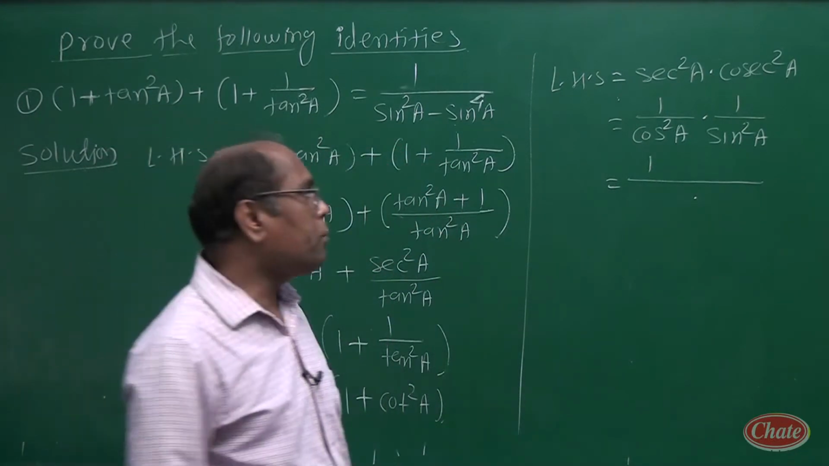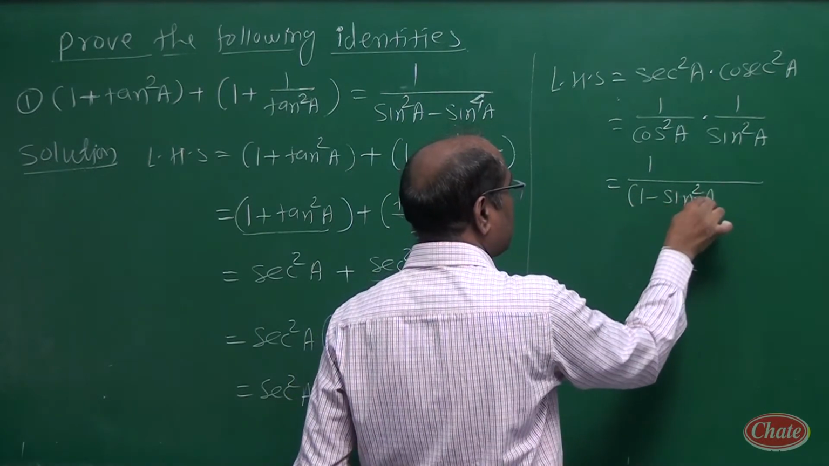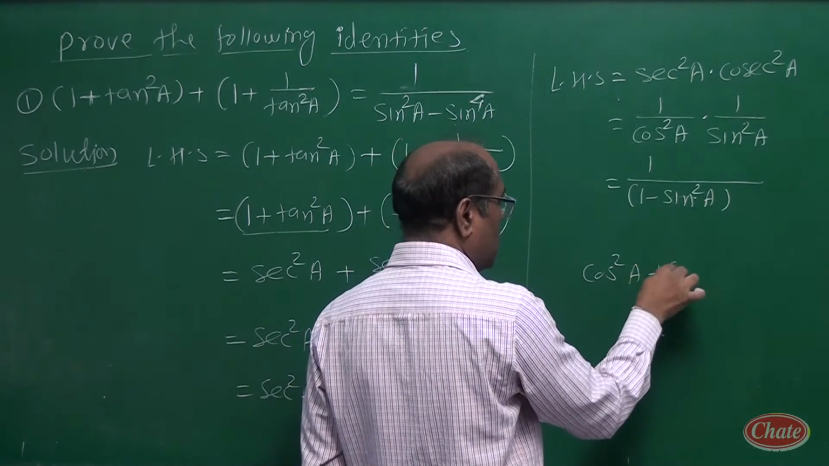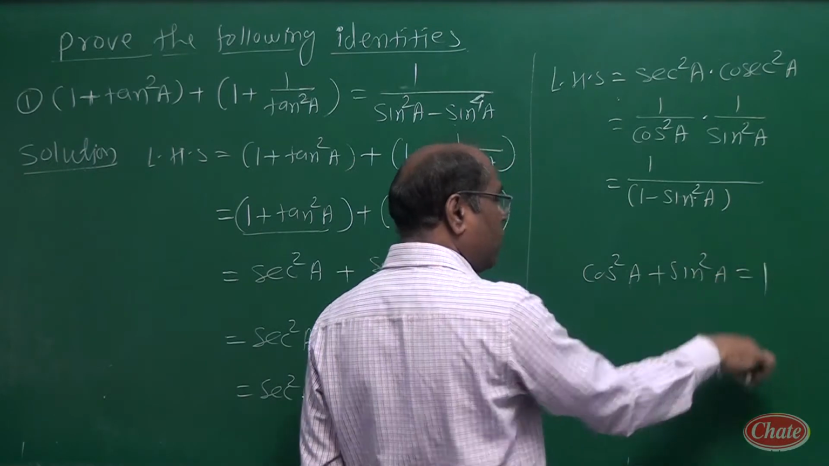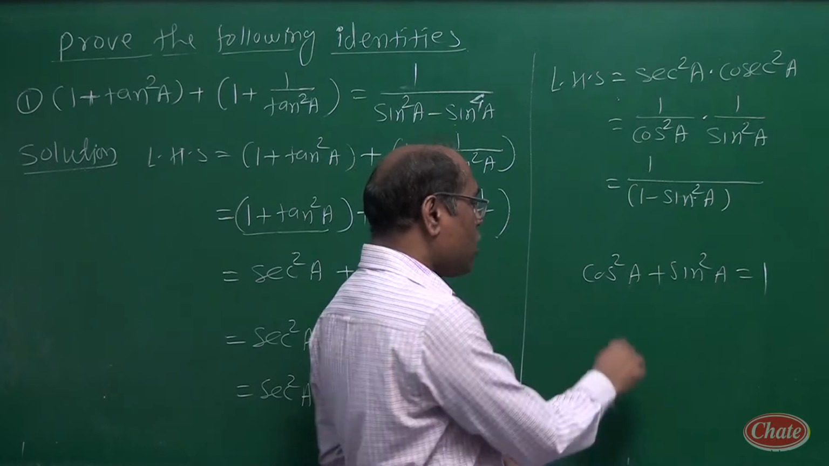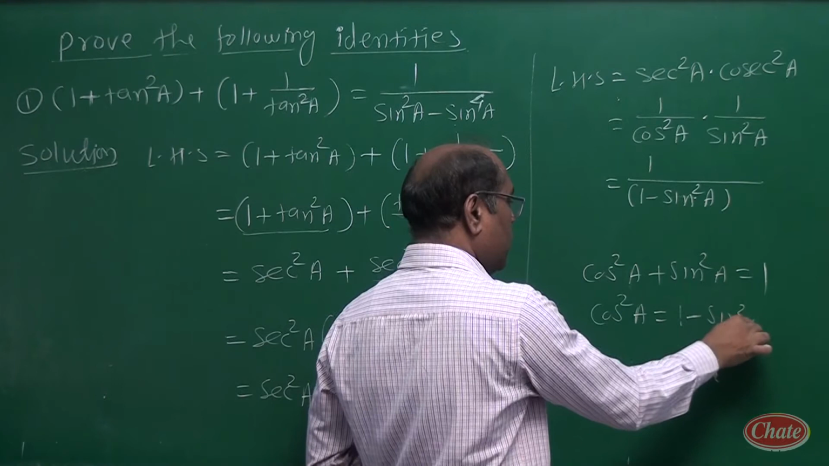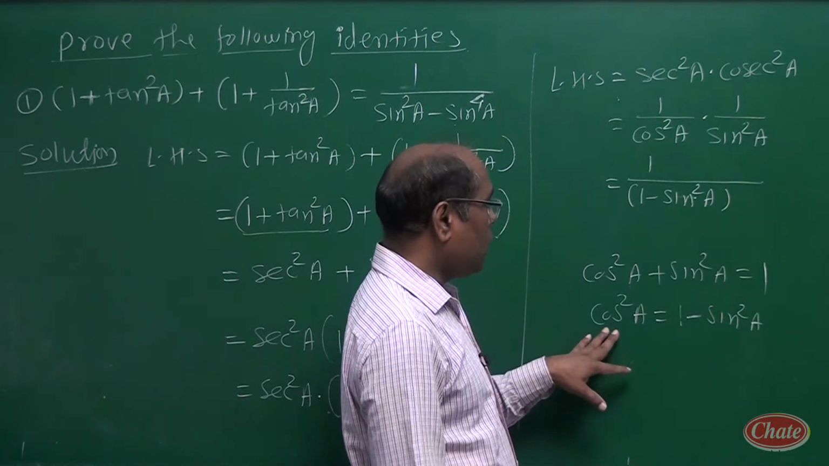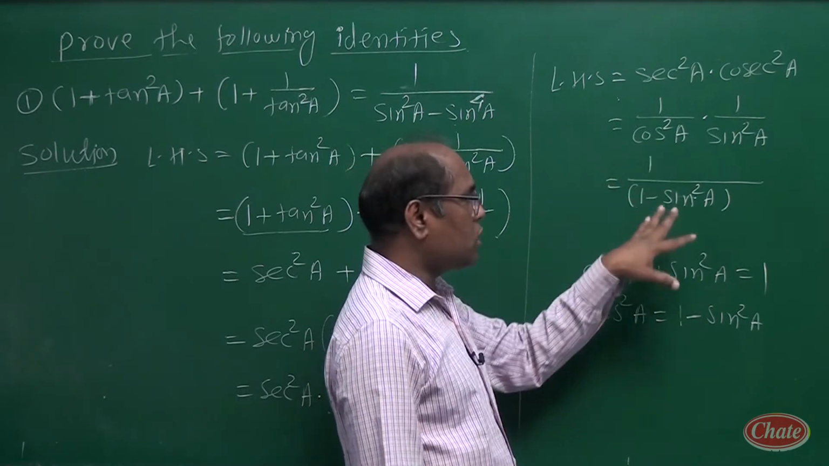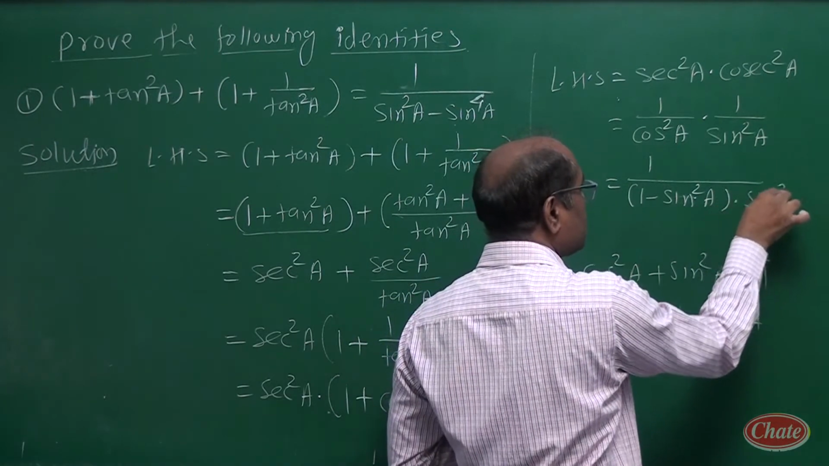What is cos square a? Cos square a can be written as 1 minus sin square a, because cos square a plus sin square a is equal to 1. So this is an identity from the trigonometric ratios. So we write cos square a as 1 minus sin square a, into this term as it is, sin square a.